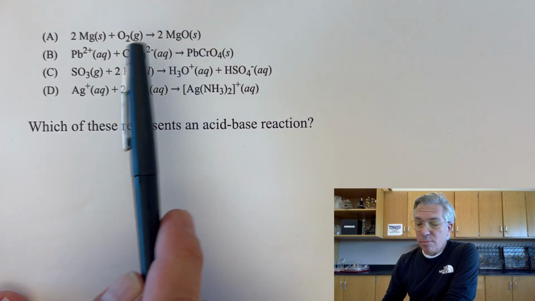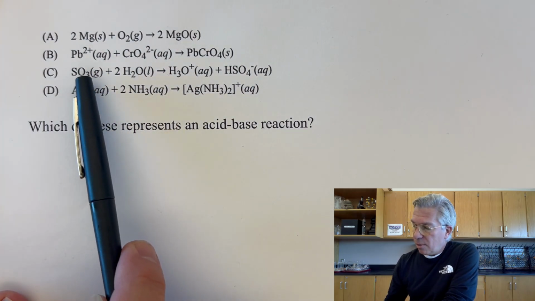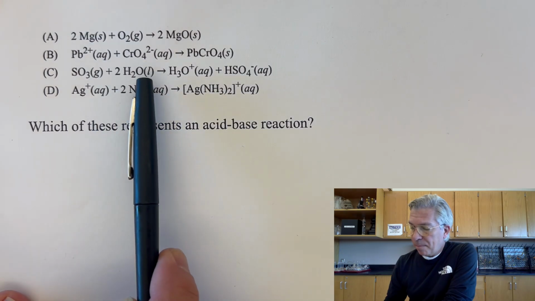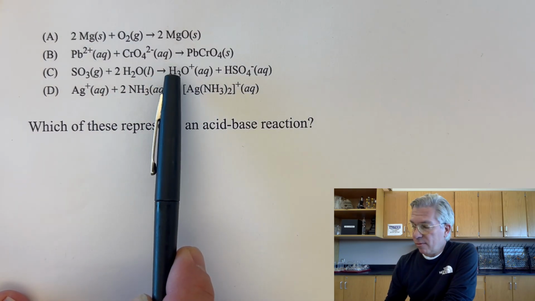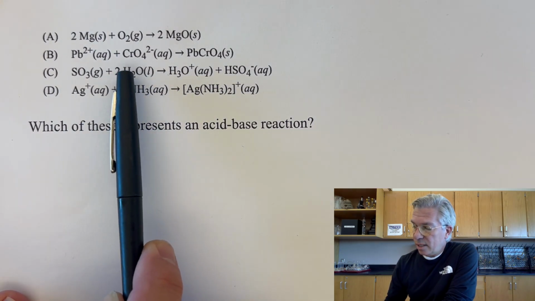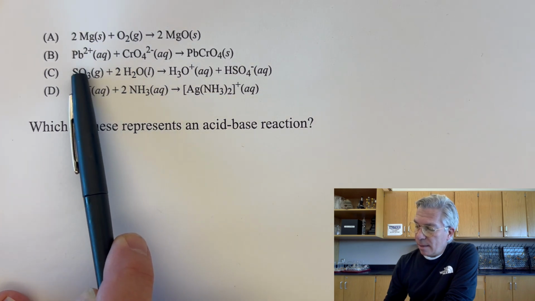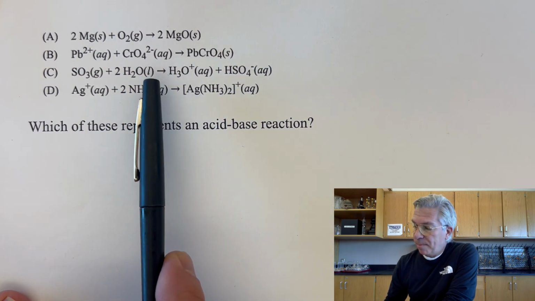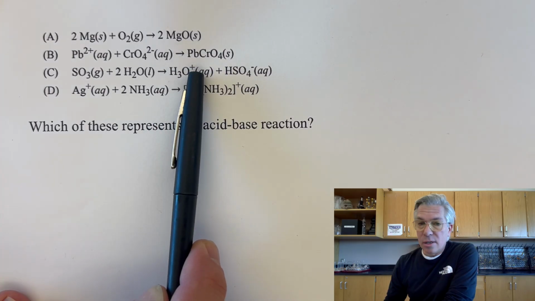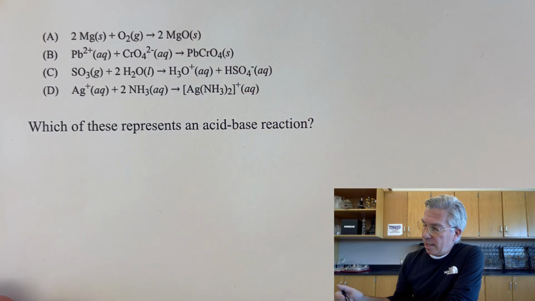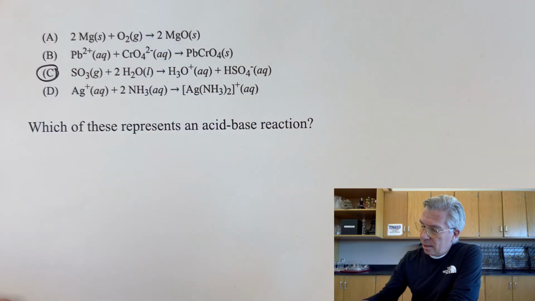In A, don't see any protons, don't see any protons. In parts C and D, I do see protons, but the only one where there's swapping from one to the other is in letter C, where the SO3 is actually accepting protons and another oxygen too. And one of the waters is also accepting a proton to become an H3O+. So that's an acid-base type reaction.